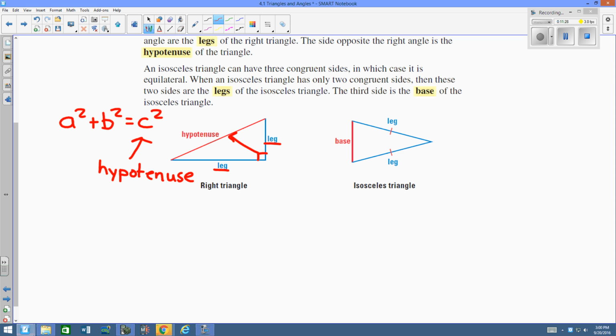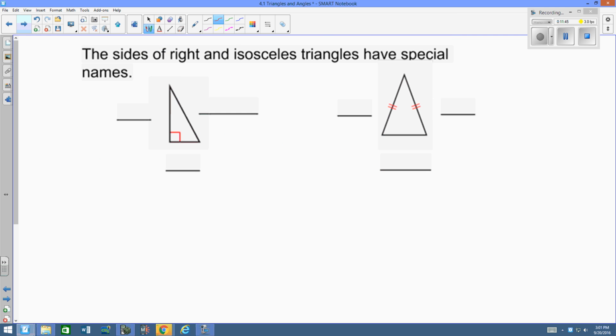With isosceles triangles, the two sides that are the same are called legs, and then the third side is called the base. So let's take a second and pause the video and fill in the names for each of the sides.